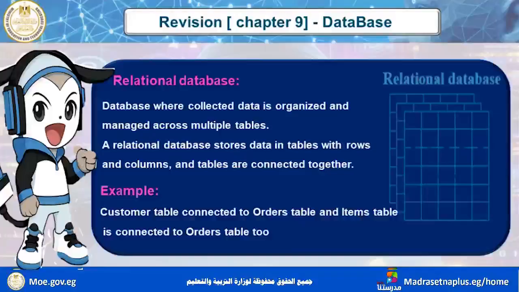Relational database. A database where collected data is organized and managed across multiple tables. Let's see an example. A customer table is connected to an orders table. An items table is connected to the orders table too. So here we have many tables. They are all related together, maybe directly or indirectly.